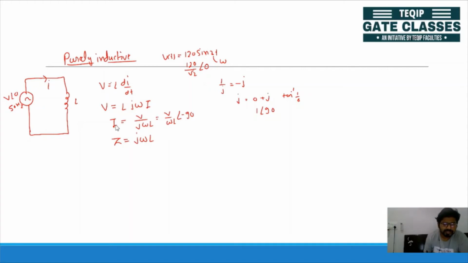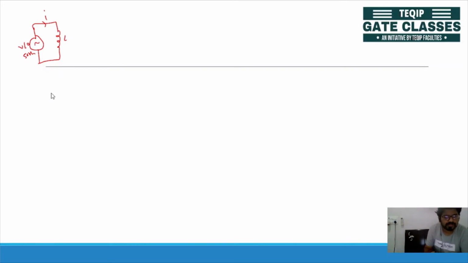So what does it indicate? You have I with an angle minus 90 and V with an angle 0. It means for a purely inductive circuit, the voltage across the inductor leads the current by 90 degrees, or you can say the current in the inductor lags the voltage by 90 degrees. Okay, let's draw the waveform here.